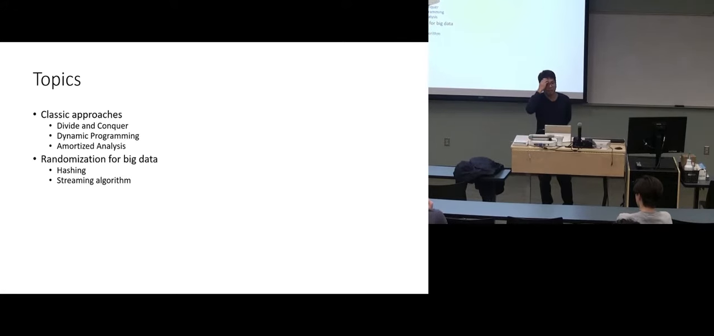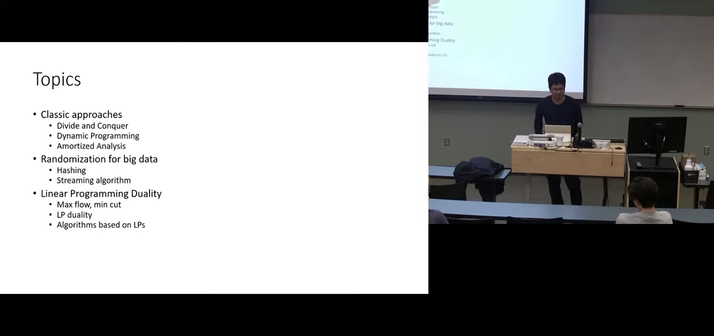The next big theme in the class is how to use randomization for big data. Nowadays, the data is so big and the computation task that you need to solve is huge, and you need something so efficient. A very powerful way to deal with that is to use randomization, to toss the coin, and that's one big theme. And the next thing is linear programming.